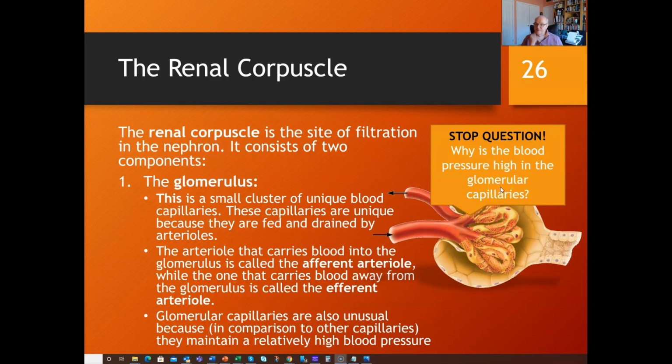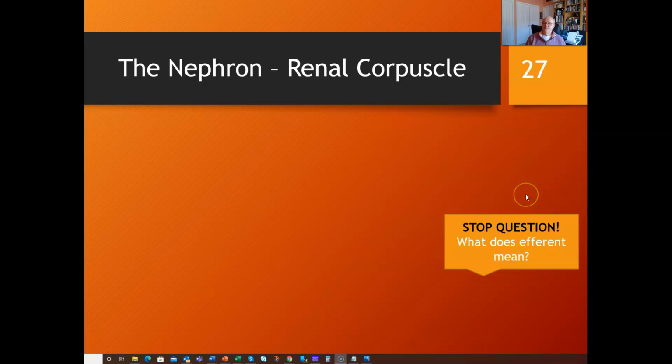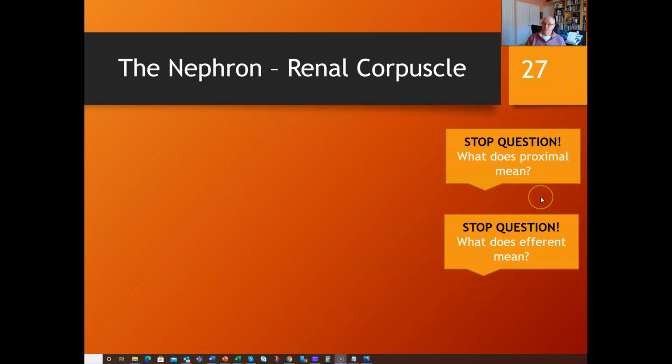So the blood pressure is higher in the glomerular capillaries because we need to push the liquid part out. We need a higher blood pressure to force the filtration. It's a bit like an espresso machine, if you know how that works. Efferent means to leave. Proximal means closest to.